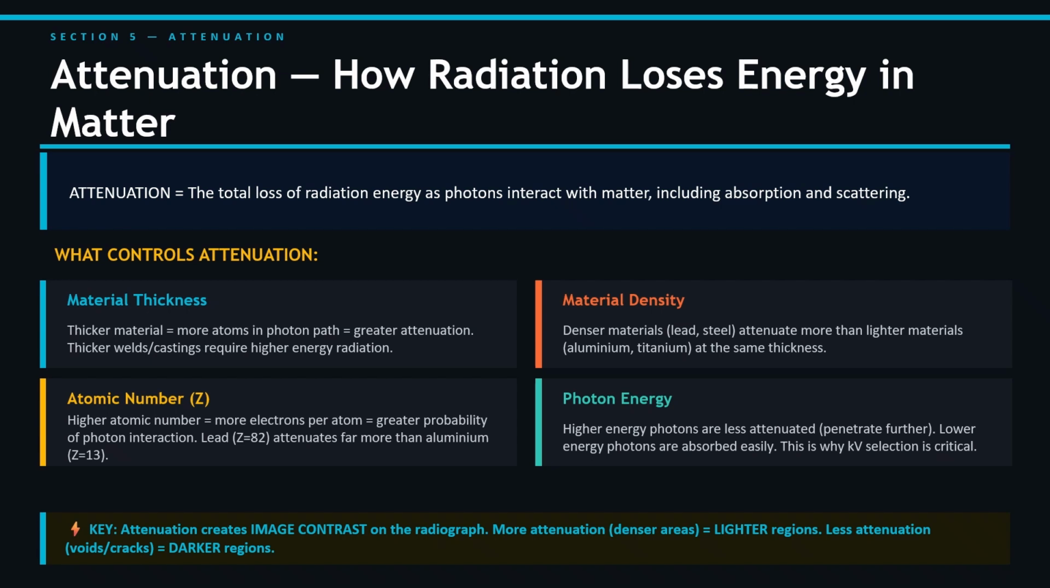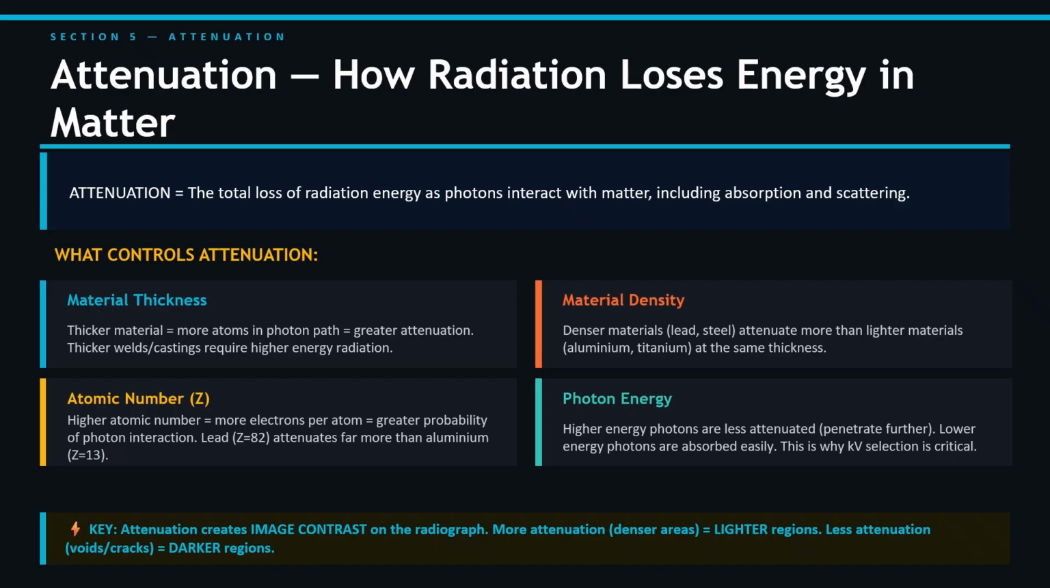Atomic composition matters as well. Atomic number influences interaction probabilities. And photon energy is critical. Higher energy photons generally penetrate further and experience less attenuation than lower energy photons. Now connect this to the radiograph. Where radiation is strongly attenuated, fewer photons reach the image receptor.